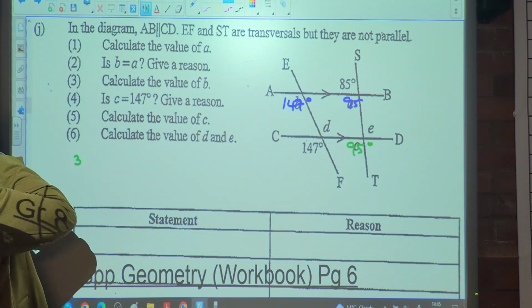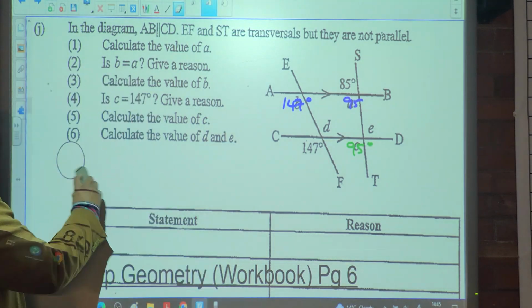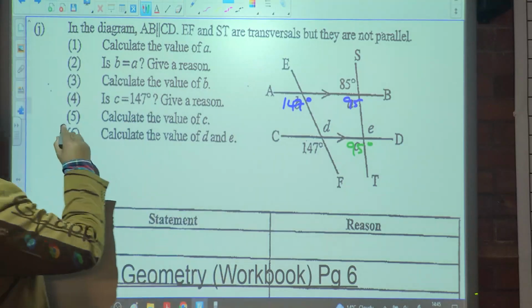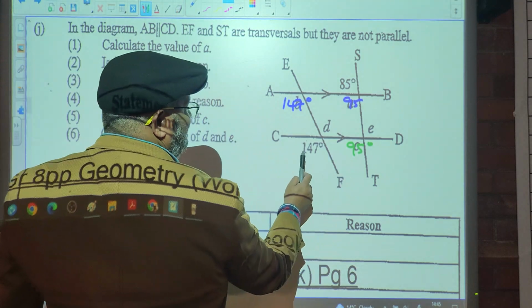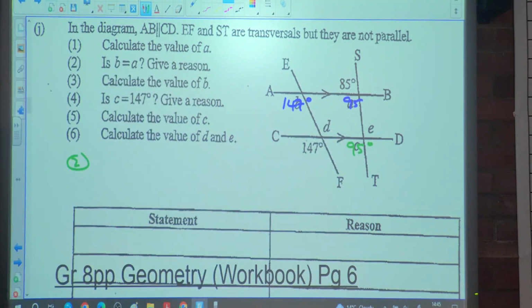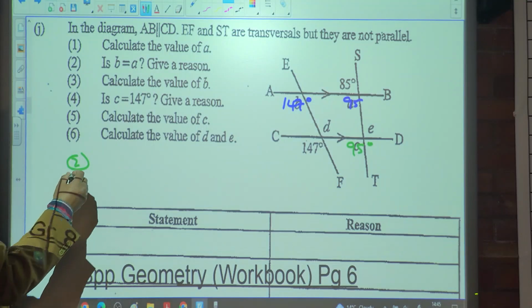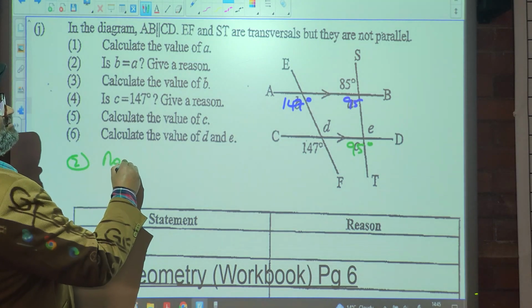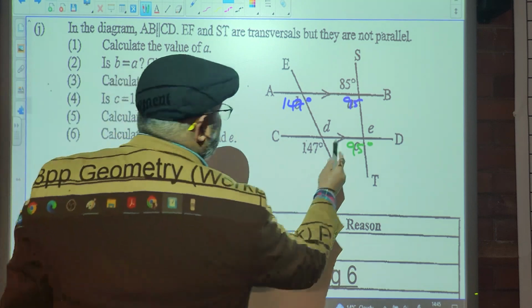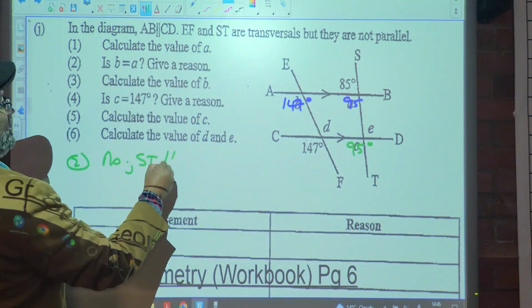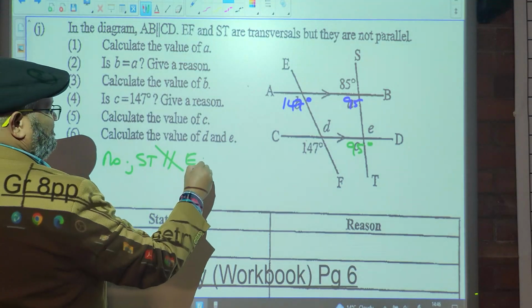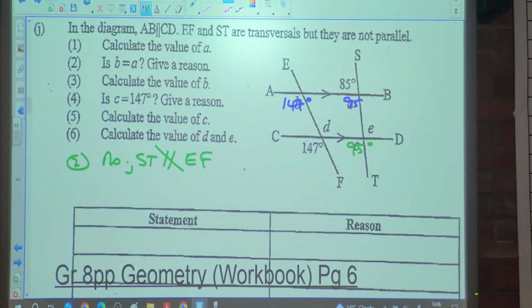Right, number 2. Is A equal to B? No, it's not. Why? Because the lines are not parallel. So the answer to number 2 is no. Why? Because ST is not parallel to EF.